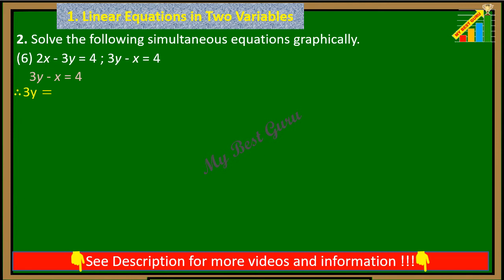So 3y is equal to 4 plus x. This is in the subtraction on the RHS side; going to that side, it will be in addition. Now find out the value of y. So y is equal to (4 plus x) divided by 3. This 3 is in multiplication with y; going to that side, it will be in division. So you got the value of y is equal to (4 plus x) divided by 3.